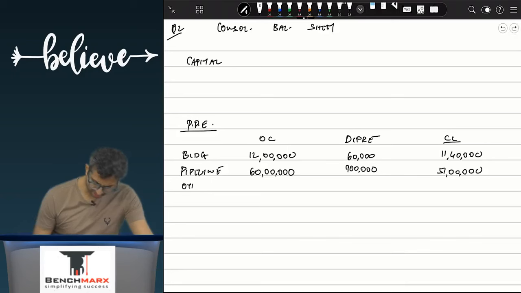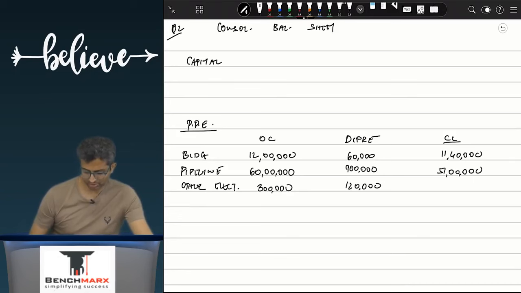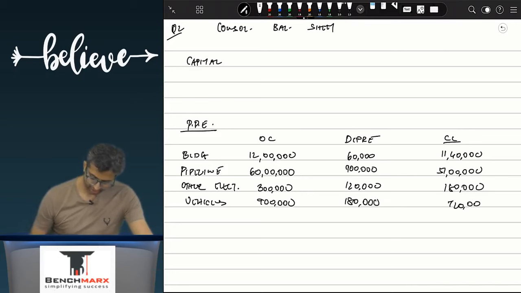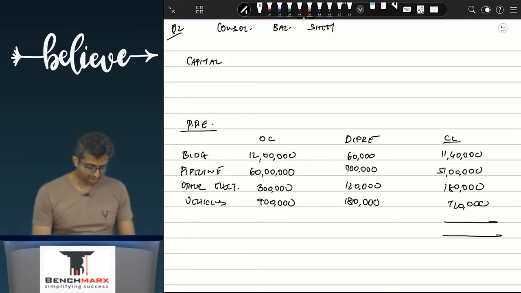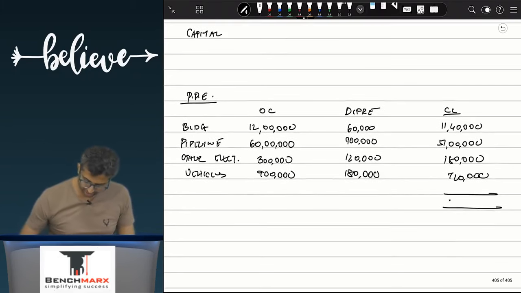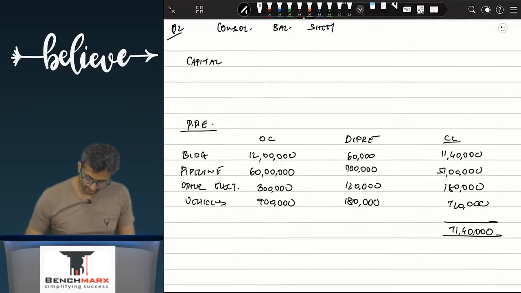Then there are vehicles and the other, electronic equipment. How much is that? 3 lakh, depreciation 1,20,000, closing 1,80,000. Vehicles: 9 lakh, depreciation 1,80,000, closing 7,20,000. So 11,40,000, 51 lakhs, 1,80,000 and 7,20,000 comes to 71,40,000. So your property, plant and equipment comes to 71,40,000.